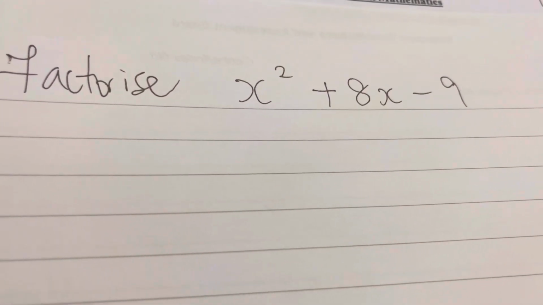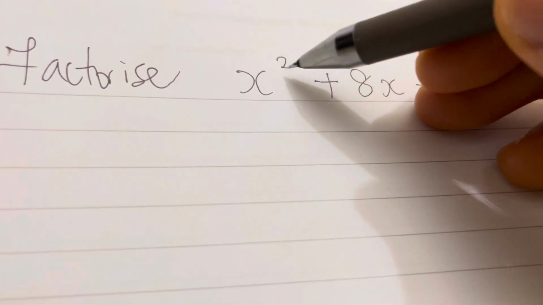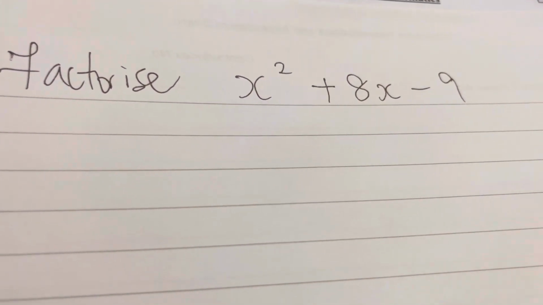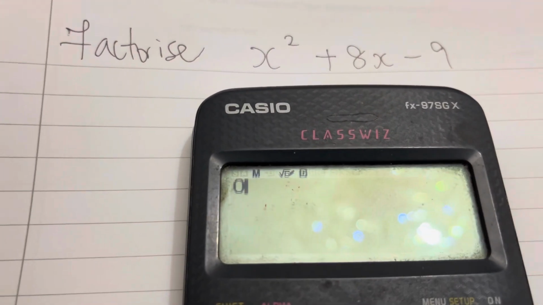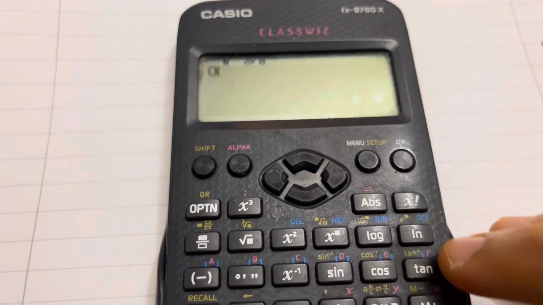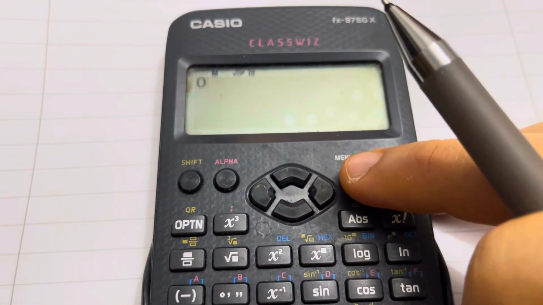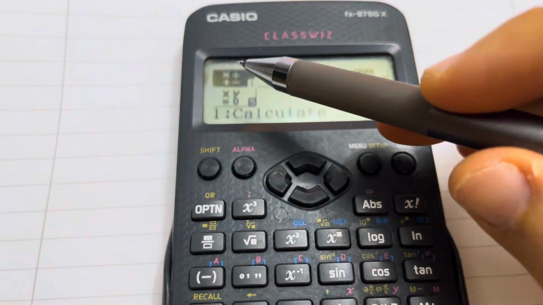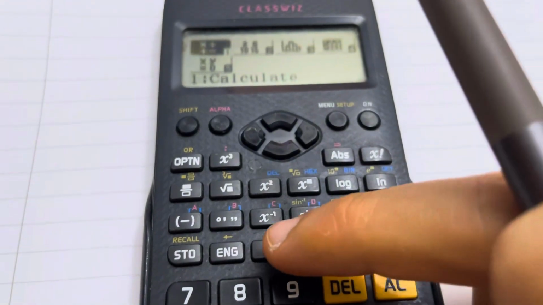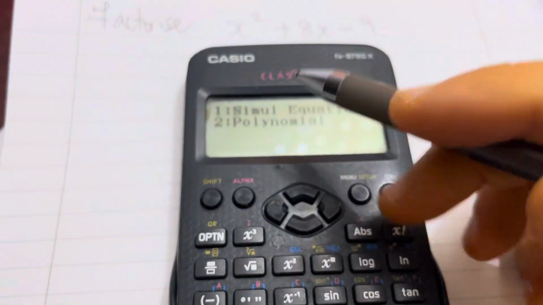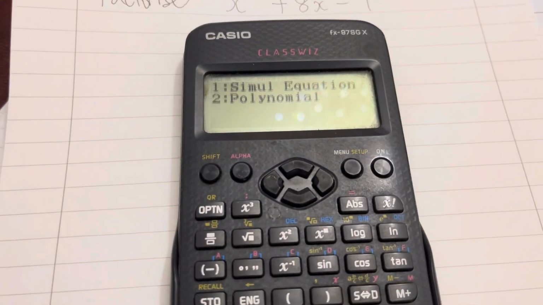When you see a quadratic, which means power 2, when you see a quadratic expression that you need to factorize, you have to use the calculator. How to use the calculator? You press setup or menu here, and then you go to number 5. This is 1, 2, 3, 4, 5. You press 5, then you see this polynomial. You press polynomial, which is 2.